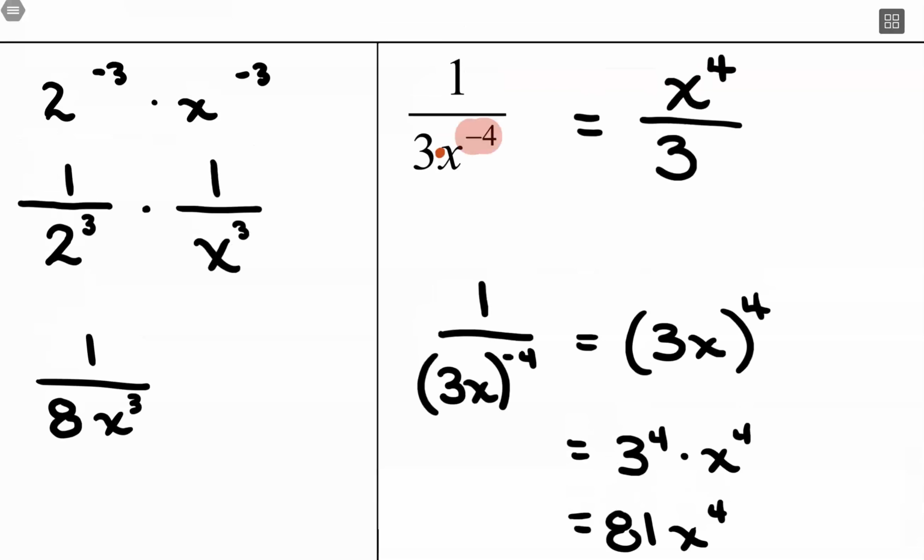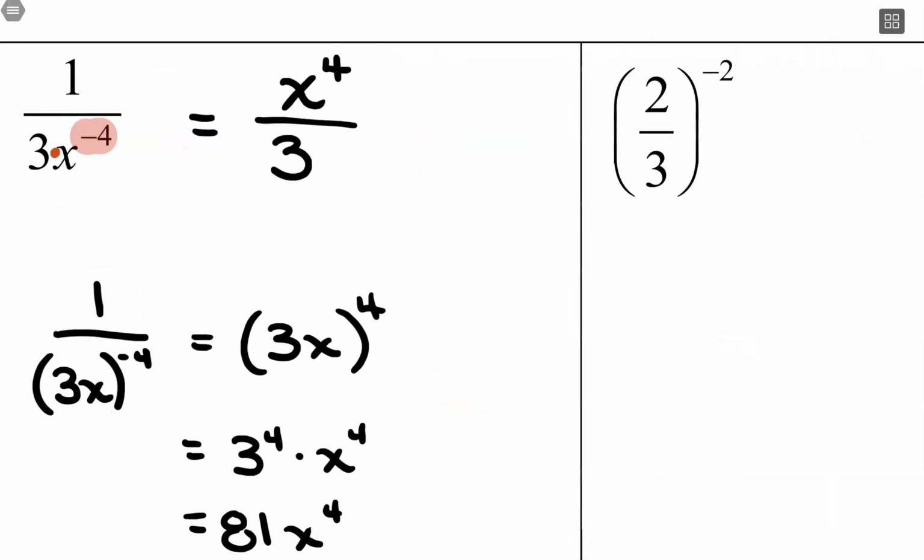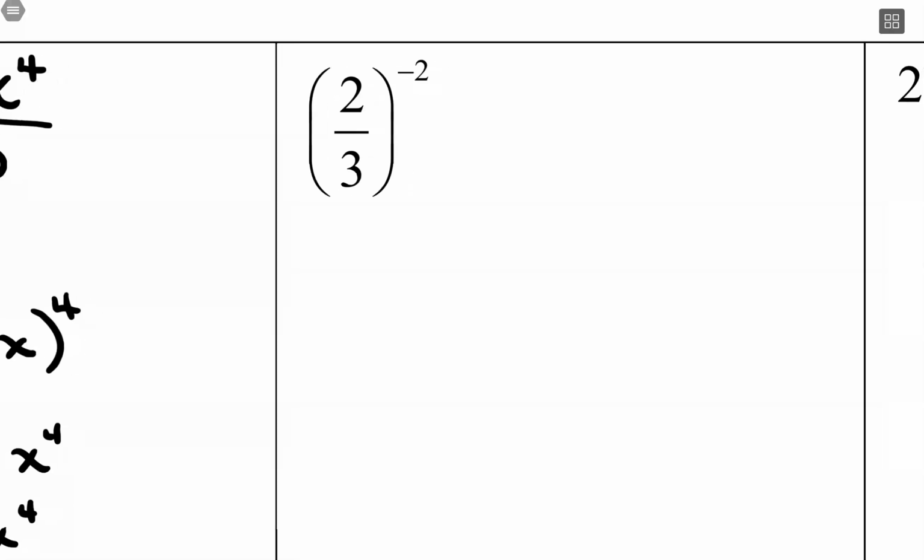So 81 x to the 4th. So just a comparison of with and without parentheses. Without parentheses, anything multiplying outside just stays where it was. If it's in parentheses, then everything moves together. Let's say we have a fraction all raised to a negative exponent. Now, quotient to a power rule says that exponent will go to the numerator, go to the denominator, and that works great.